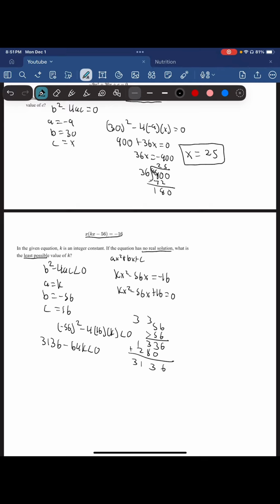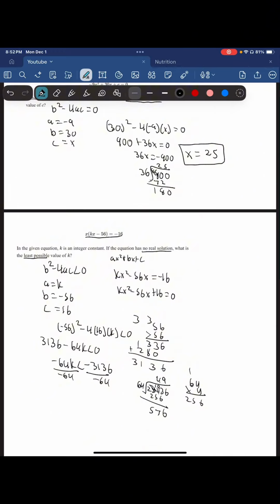And we're trying to find the value of k, so let's isolate k. Negative 64k is less than negative 3136, and then we just divide by negative 64 on both sides to get, I'll just do it by hand again. 64 times 4 is 256, and then, let's see, what times 4 is equal to 196?